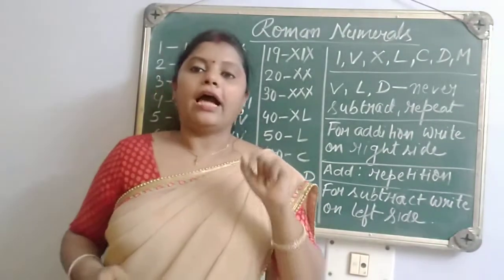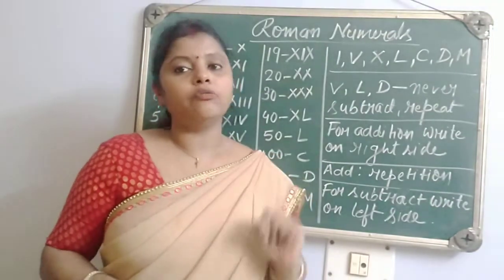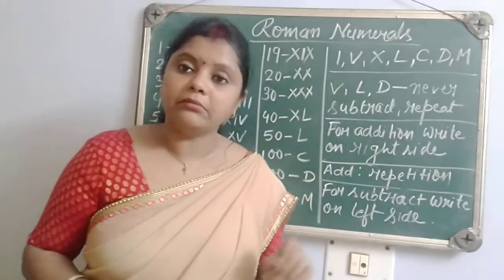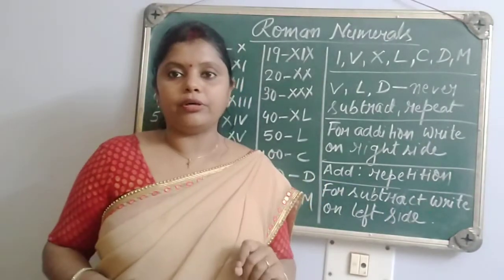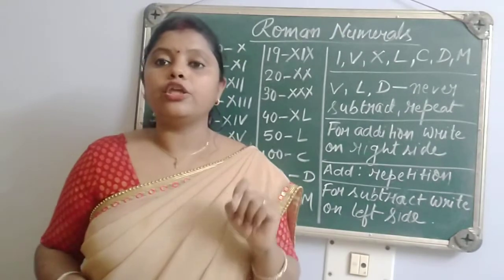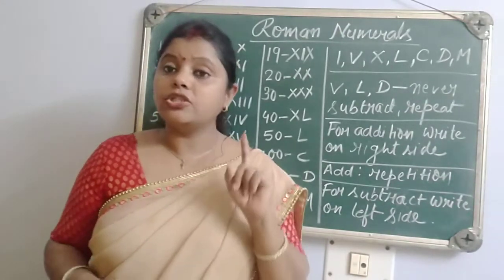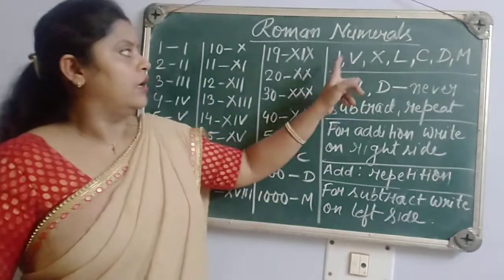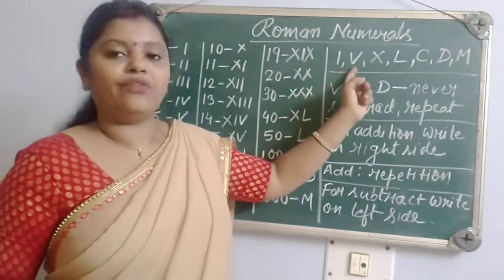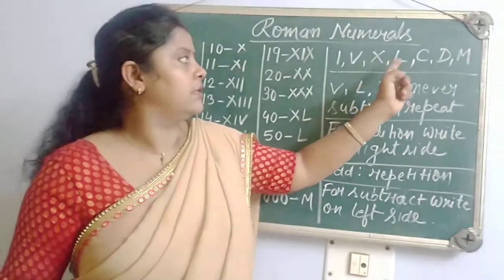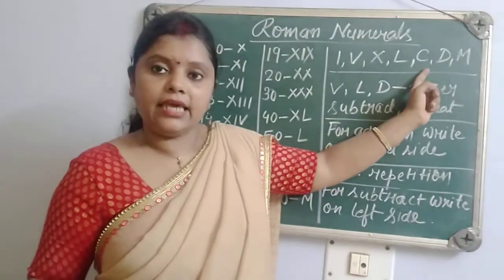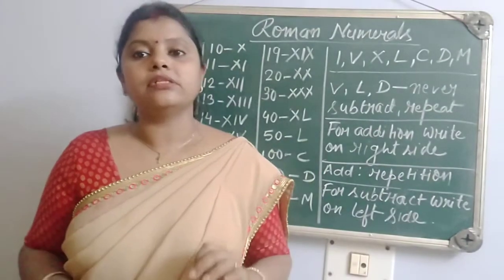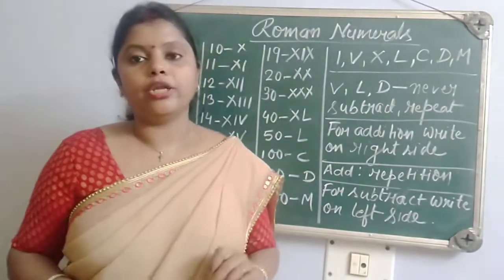Okay, now as I have told you, in Hindu-Arabic numerals we were using 10 different digits, or you can say 10 different symbols. But in the case of Roman numerals, instead of 10, we are using just 7 symbols. They are basically English alphabet letters, you can see. This is I, V, X, L, C, D and M. So these 7 symbols are used in Roman numerals.